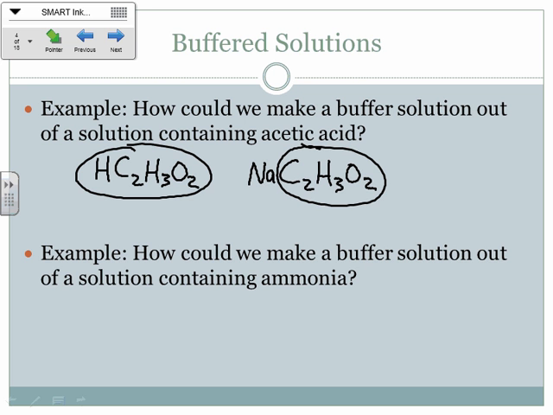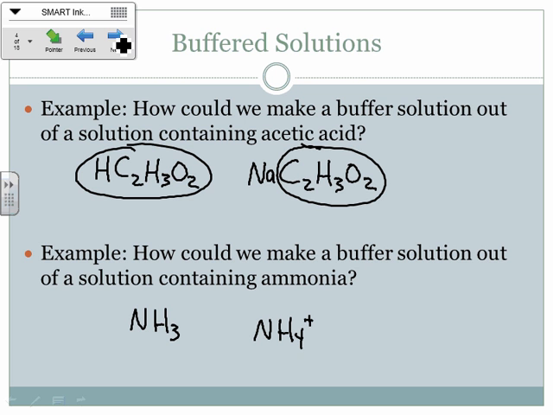Okay, so how could we make a buffer solution out of a solution that contains ammonia? Ammonia is NH3, right? What kind of chemical is that? It's a base, right? A weak base. So then I would need its conjugate acid in the solution. What is its conjugate acid? Ammonium, NH4+, right?